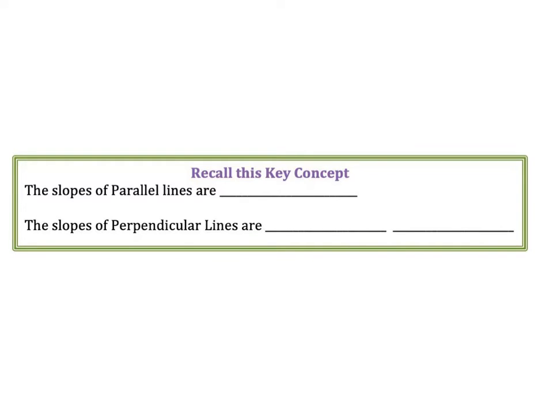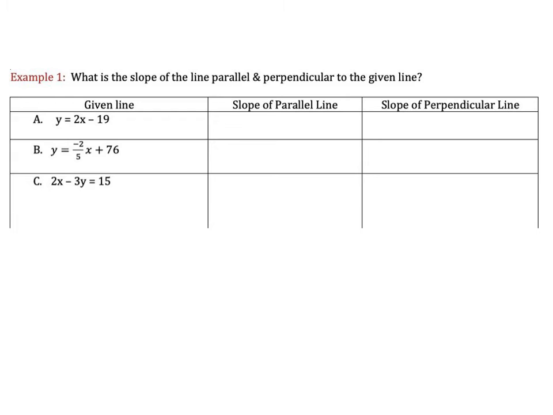So to summarize, it would be true to say that the slopes of parallel lines are equal or the same, whereas the slopes of perpendicular lines are opposite reciprocals. In this first example, we are asked, what is the slope of the line parallel and perpendicular to the given line? So in line A, the slope is 2 because it is in slope-intercept form. So the slope of any line parallel to this would also have a slope of 2, whereas a perpendicular line needs to be the opposite, and then it does a backflip. So it would be -1/2 for the reciprocal.